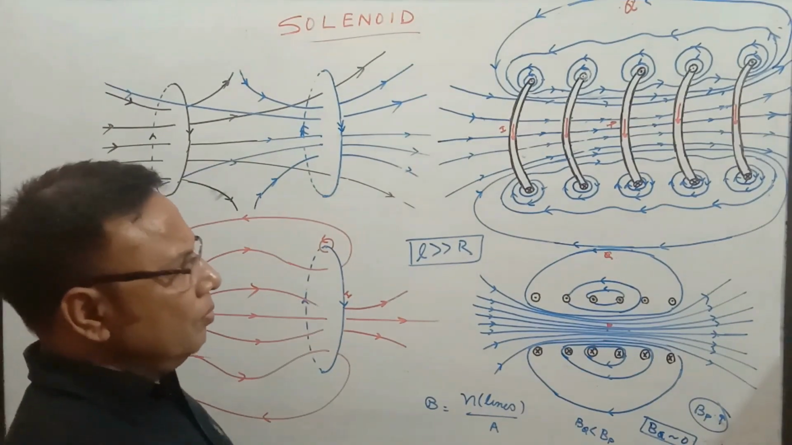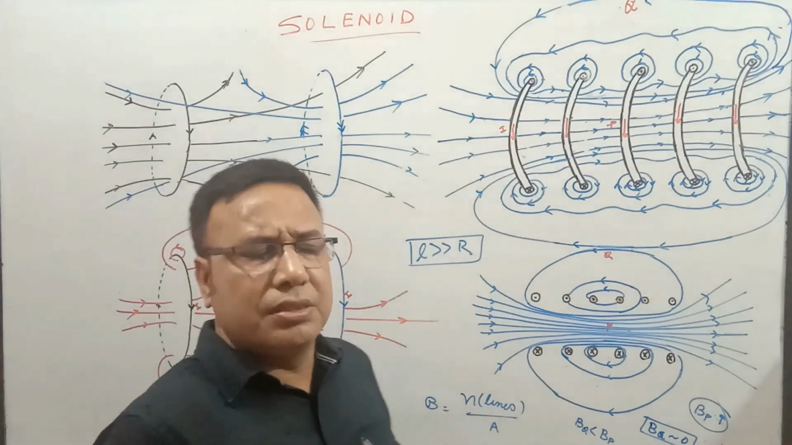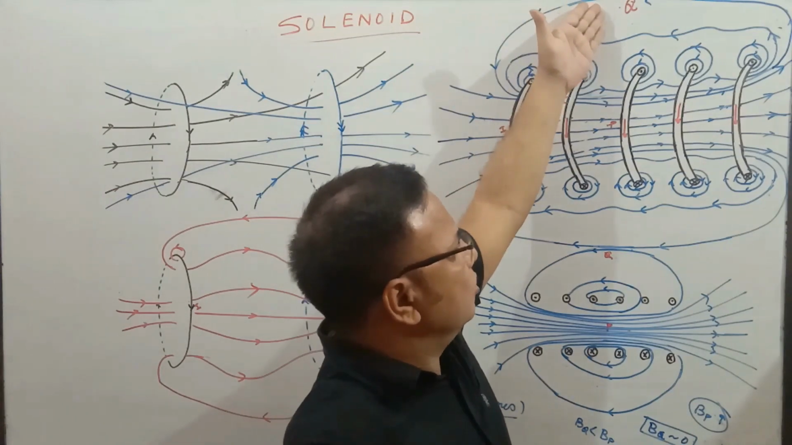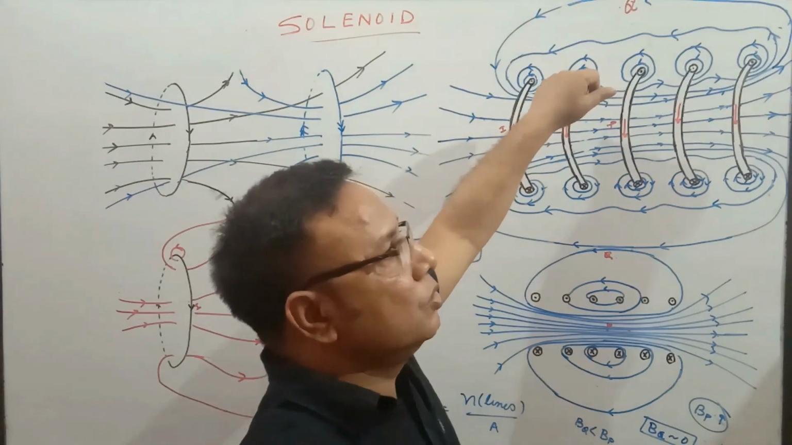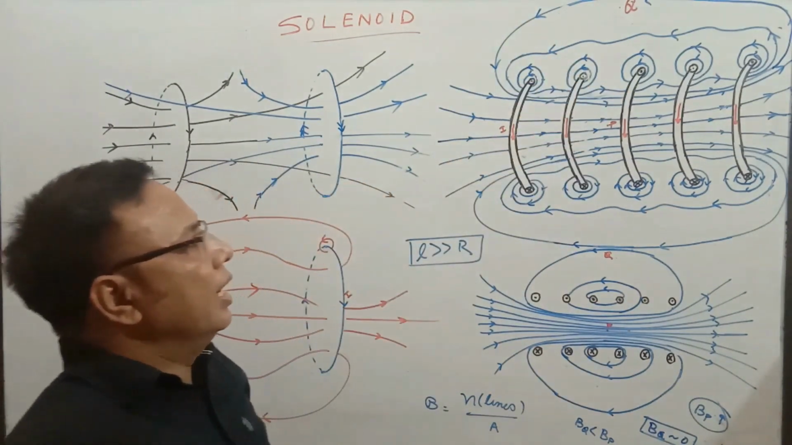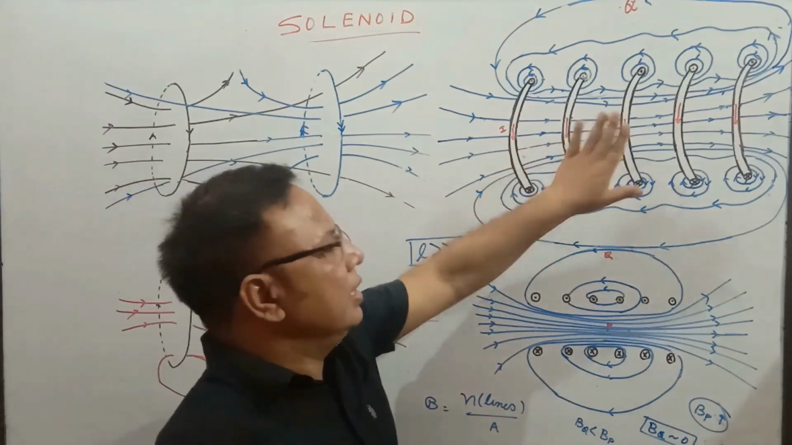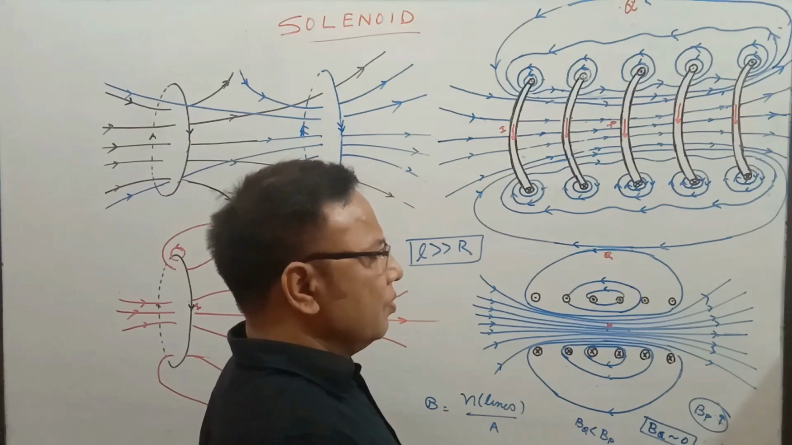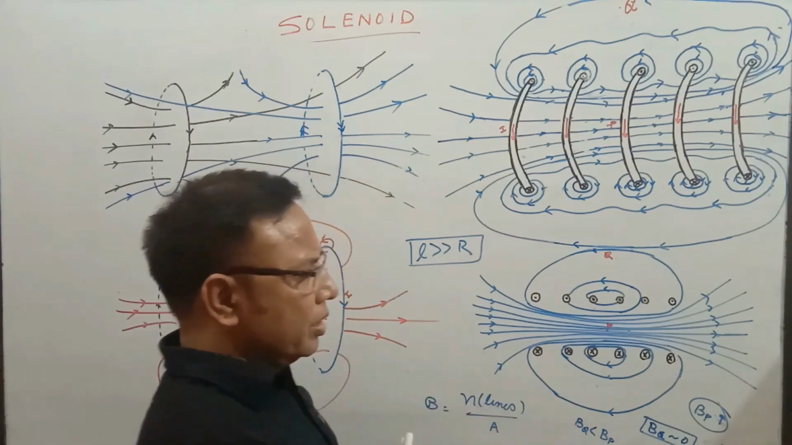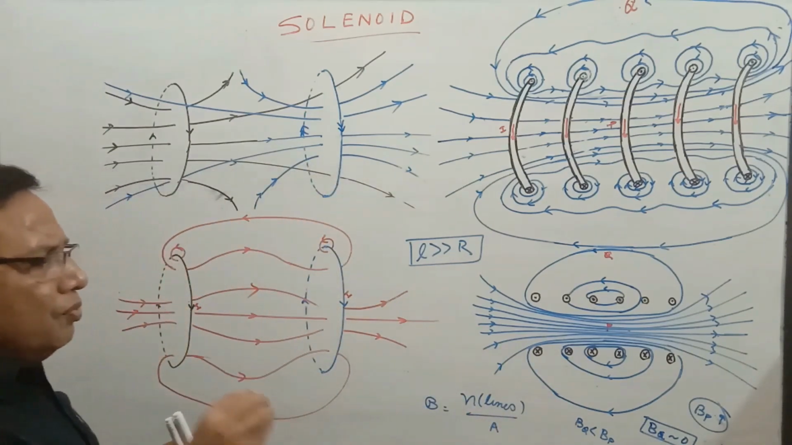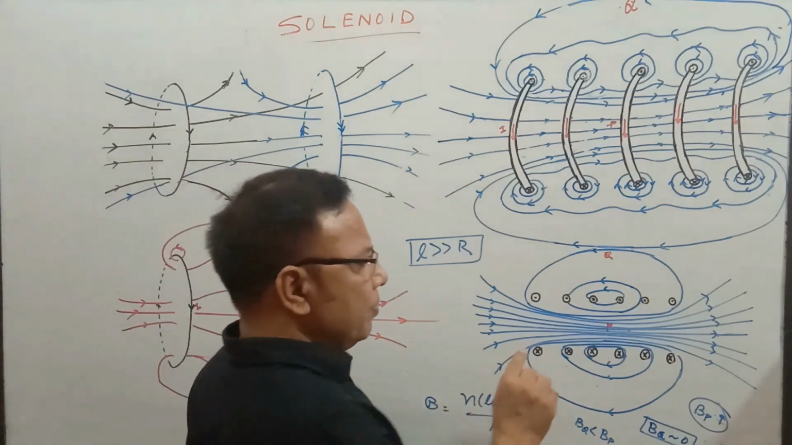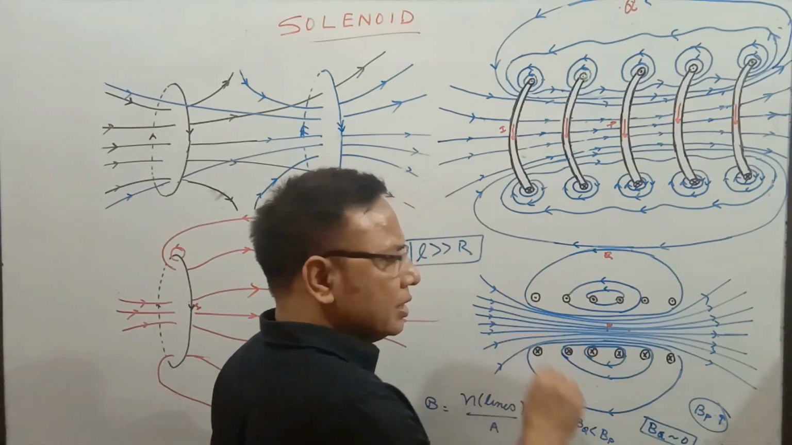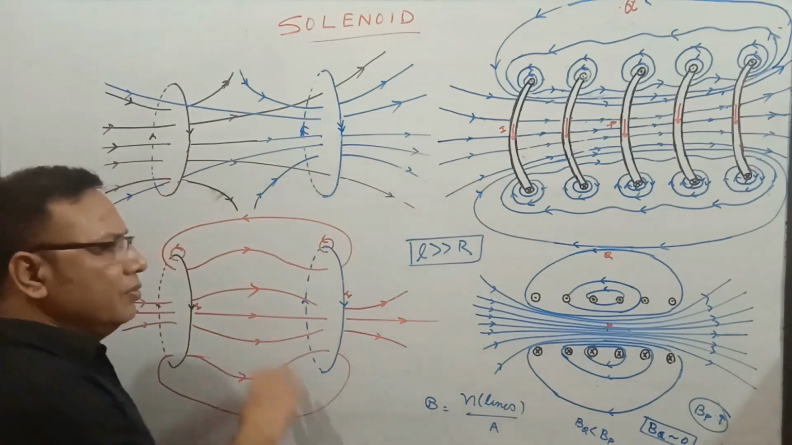For all practical purposes, the field outside the solenoid we are going to take as 0, and inside let it be B, for an ideal or long solenoid. And let us try to find the expression of the magnetic field well within the solenoid using Ampere's circuital law. So we are going to see that.